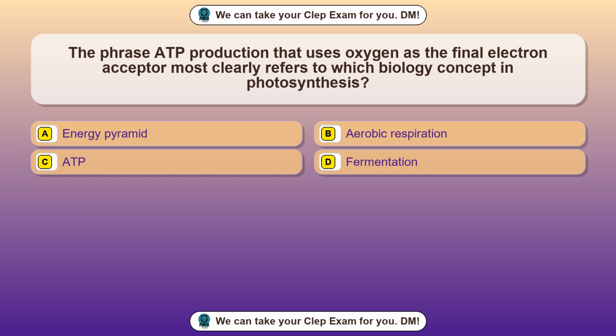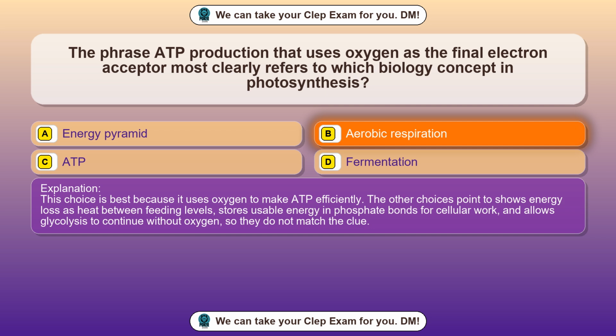Question 17. The phrase ADP production that uses oxygen as the final electron acceptor most clearly refers to which biology concept in photosynthesis? Option A. Energy pyramid. Option B. Aerobic respiration. Option C. ATP. Option D. Fermentation. The correct answer is option B. Aerobic respiration.